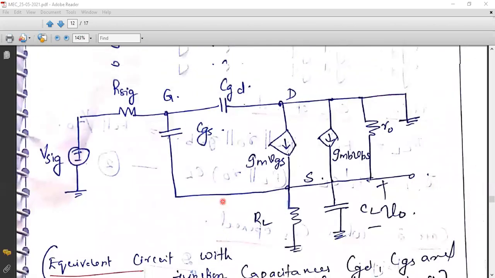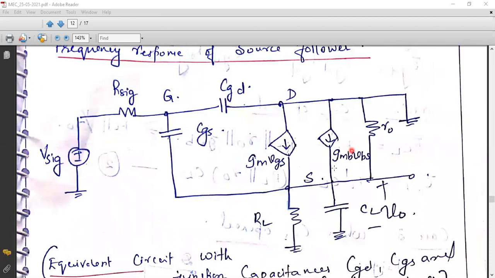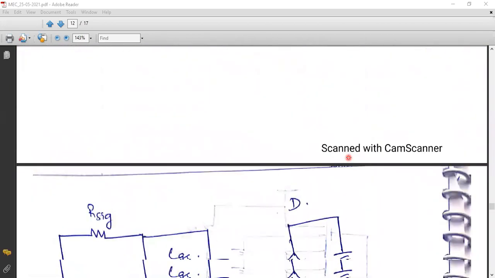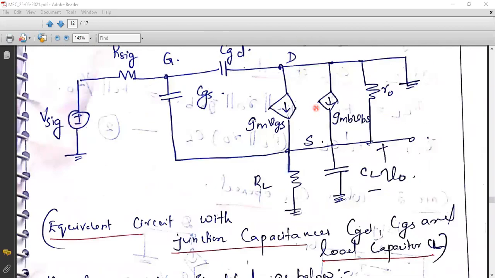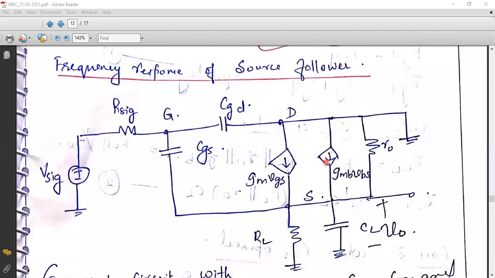Now another modification that you can see is I have eliminated this GMB VBS. Whenever a current source is being removed, you need to replace it with a resistance, and the resistance value should be equal to the reciprocal of the transconductance. So what is the reciprocal of this transconductance? It is nothing but 1 by GMB. So if I'm removing this current source, I will have a resistance 1 by GMB in parallel with R0.